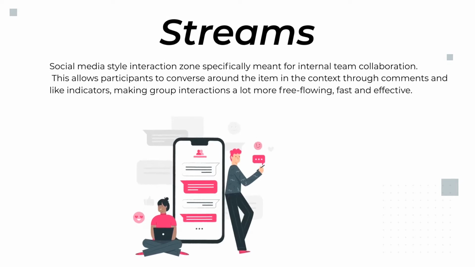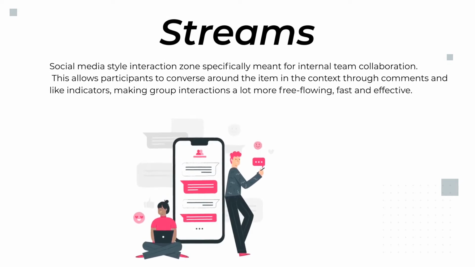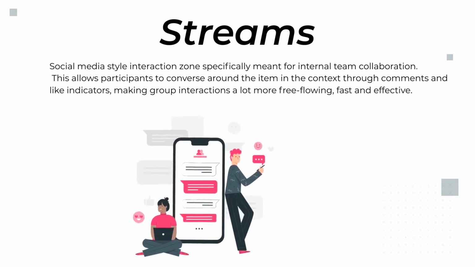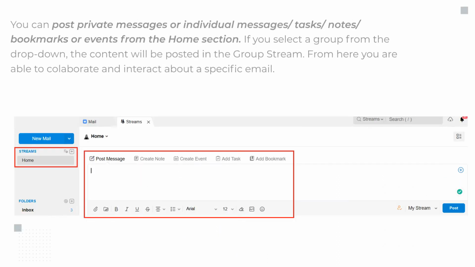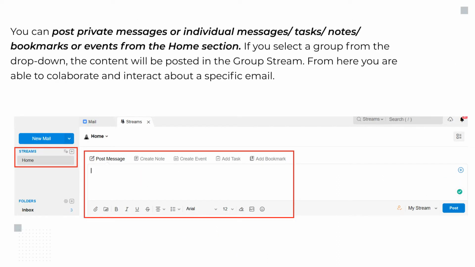This is a social media style interaction zone specifically meant for internal team collaboration. This allows participants to converse around the item in the context through comments and like indicators, making group interactions a lot more free-flowing, fast, and effective. Streams allow you to post private messages or individual messages, tasks, notes, bookmarks, or events from the home section. If you select a group from the drop-down, the content will be posted in the group stream.